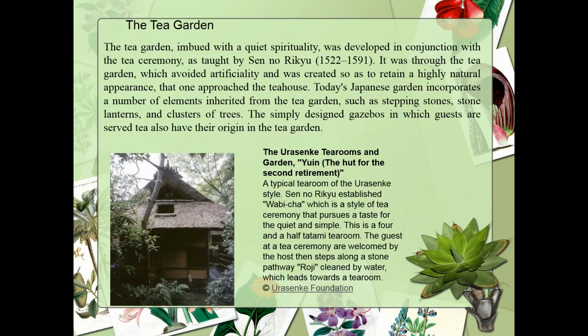So the tea garden was imbued with a quiet spirituality, which was developed in conjunction with the tea ceremony as taught by Sen no Rikyu. It was through the tea garden, which avoided artificiality and was created so as to retain a highly natural appearance, that one approached the tea house. Today's Japanese garden incorporates a number of elements inherited from the tea garden, such as stepping stones, stone lanterns, clusters of trees. The simply designed gazebos in which guests are served tea also have their origin in the tea garden.